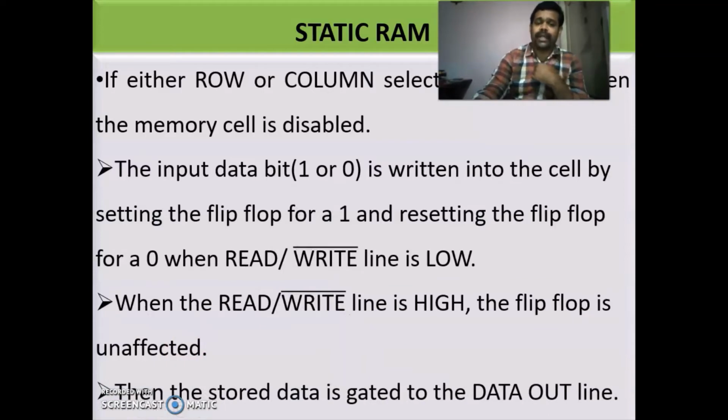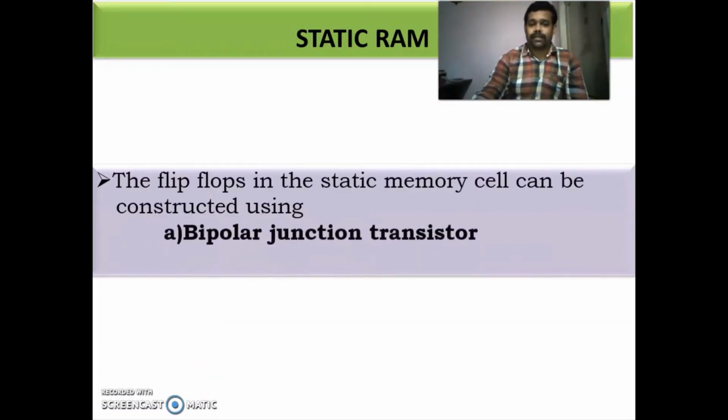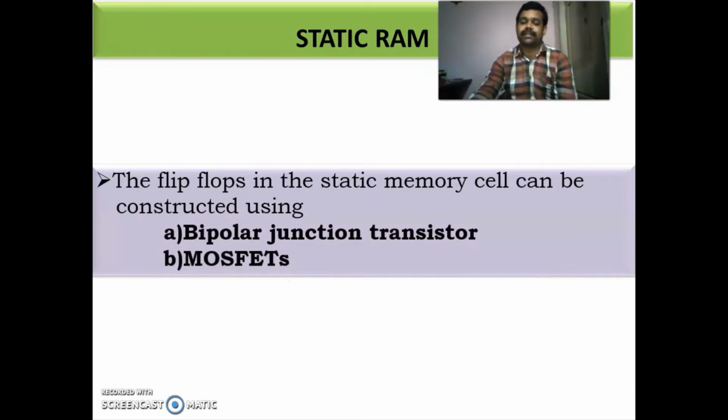Then the stored data is gated to the data output. That is nothing but reading. The flip-flop in the static memory can be constructed by using a bipolar junction transistor or MOSFET. We have already seen that data is stored in the static RAM in flip-flops, and the flip-flops can be built with either BJT or MOS. A bipolar junction transistor is a bipolar device, and a MOSFET is a unipolar device.